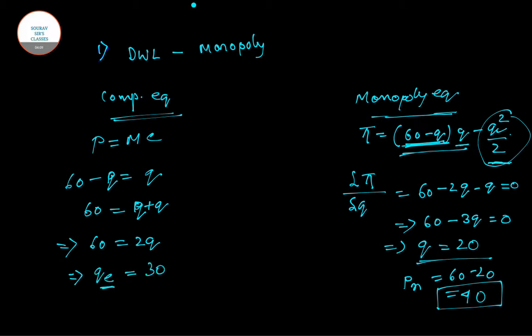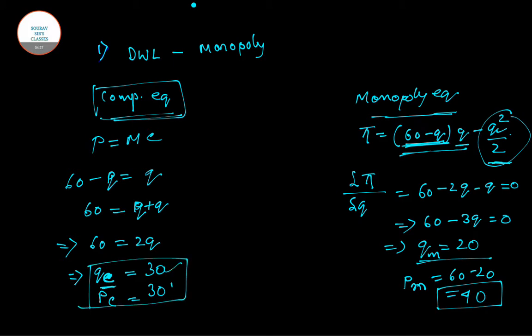So E is basically denoted for perfect competition, or in order to make it more obvious, let us denote it by QC. And from here you can also find the PC, which is 30. So we have found the perfect competition price and quantity, and we have also found the price and quantity for the monopolist.